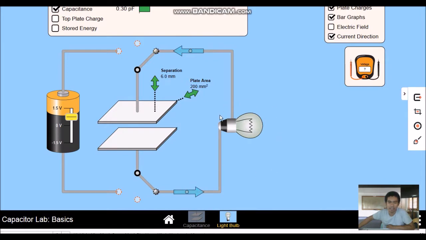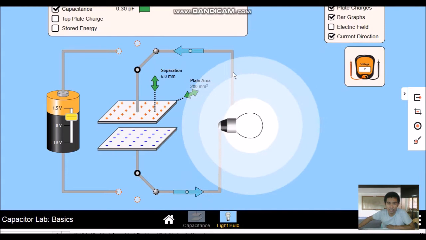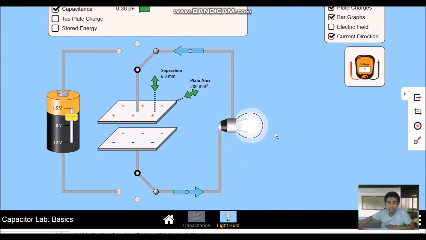So where did this light energy come from? It is from the electric energy stored in the capacitor. Okay, so again, let us charge and then disconnect, and then the energy stored in the capacitor will be used to convert into light energy or heat energy.